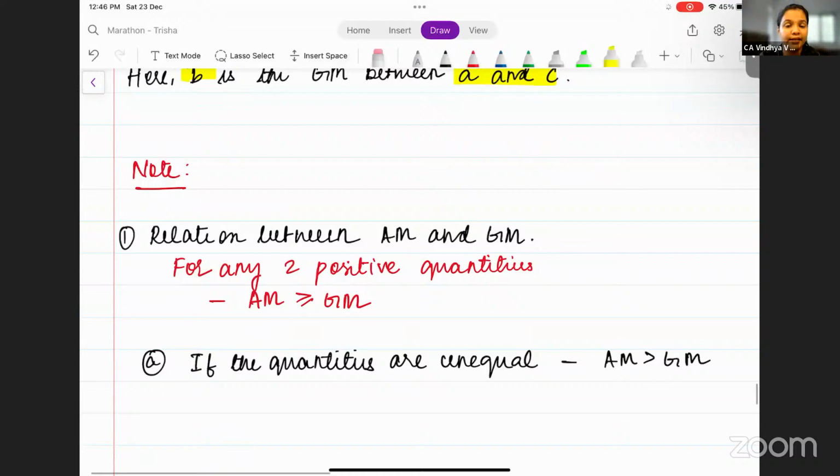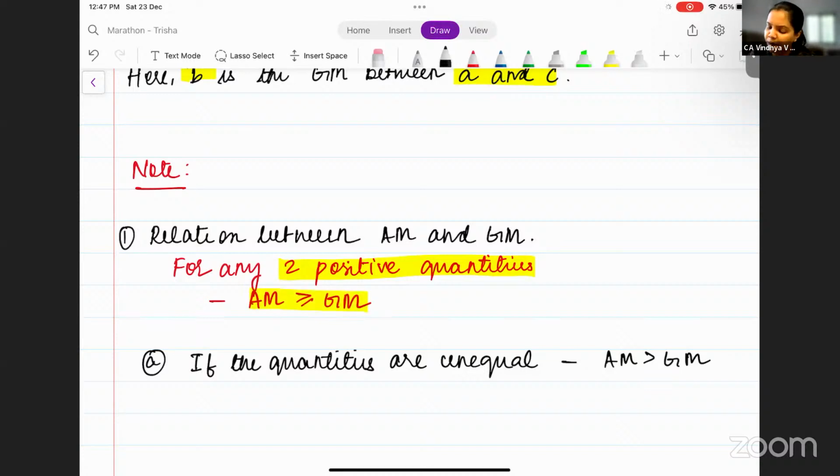Next, the relation between arithmetic mean and geometric mean. You can find it for positive values, correct? Yes. So, the relation between arithmetic mean and geometric mean for any two positive quantities. When I use the word quantity itself, it is positive. Even for more positive quantities, we can always say that the arithmetic mean is always greater than the geometric mean.